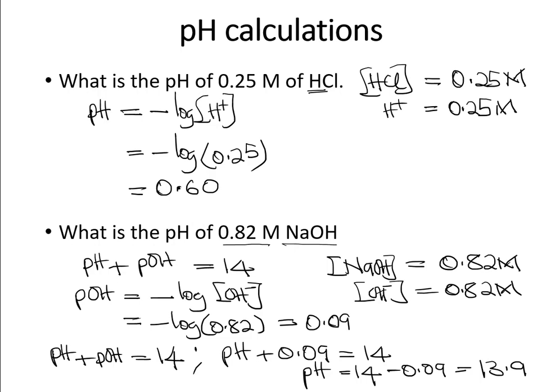It's really basic solution. The first one here is really acidic. The second one here is really basic. But that's how you calculate the pH if you are given acid or if you are given base. Here, you are given acid, you just plug in the acid into the pH. Here, you are given a base, you need to calculate the pOH first before calculating the pH.